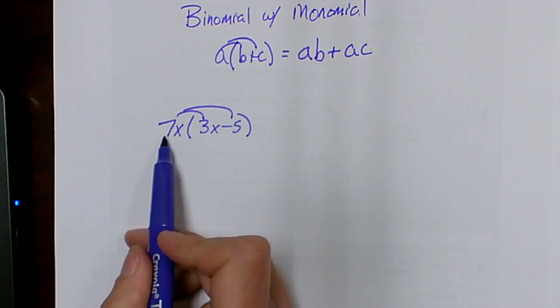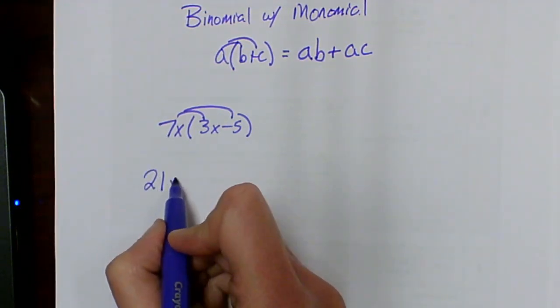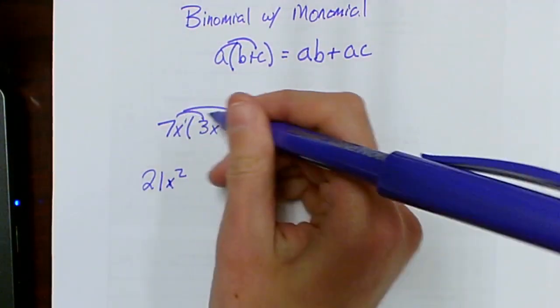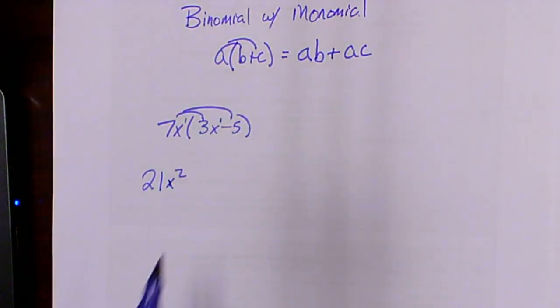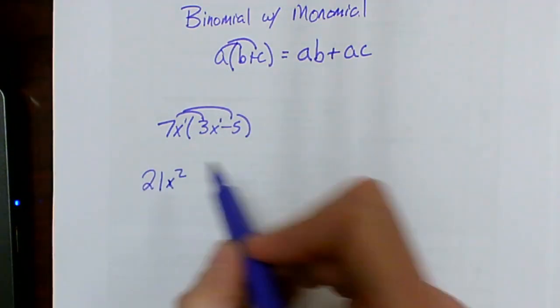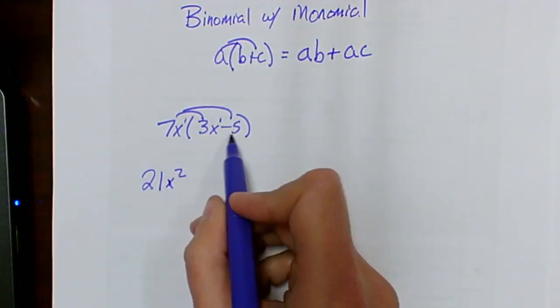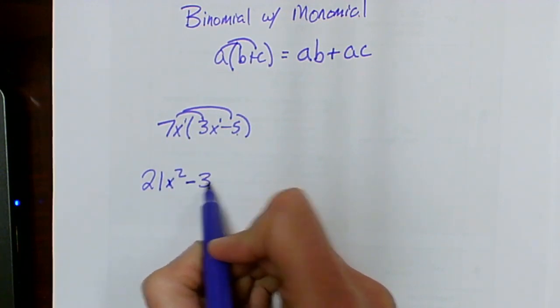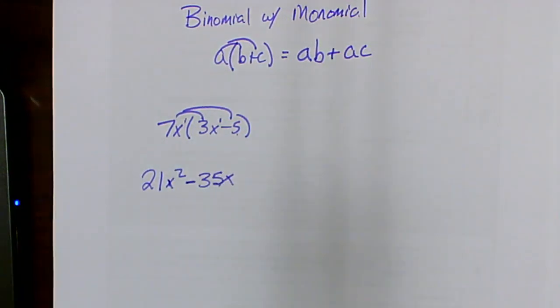So for the first one, 7 times 3 is 21, and then we'll have an x squared. 1x, or x to the first power, times x to the first power. 1 plus 1 gives us that 2. Then we'll have 7x times negative 5. Negative 5 times 7 is negative 35, and then bring the x with us.